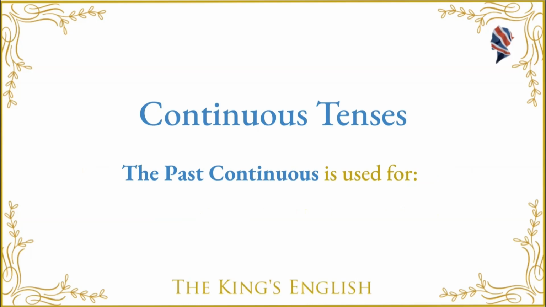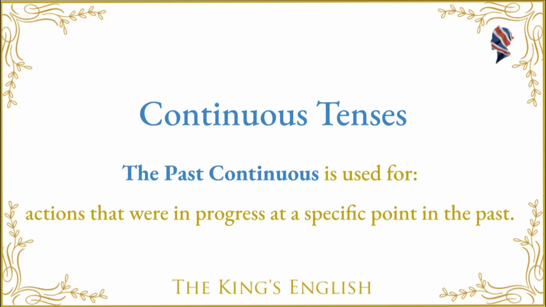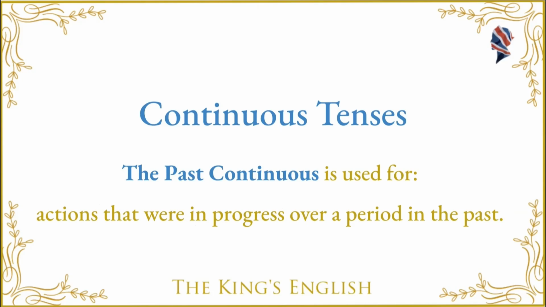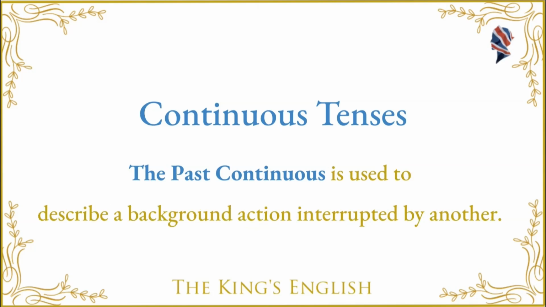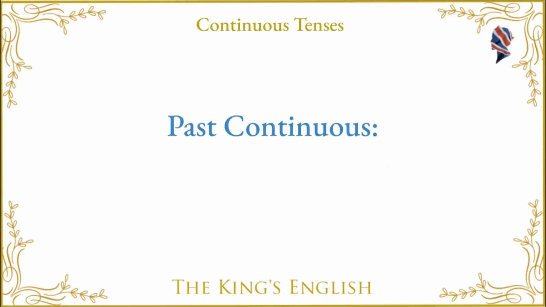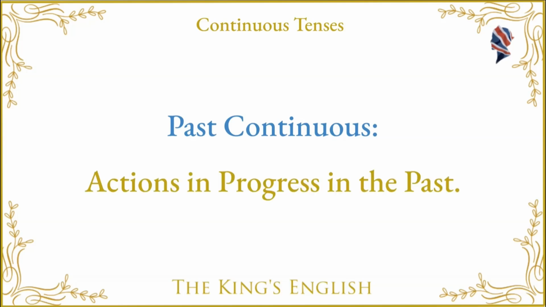The past continuous is used for actions that were in progress at a specific point in the past. Actions that were in progress over a period in the past. The past continuous is used to describe a background action interrupted by another. Past continuous. Actions in progress in the past.